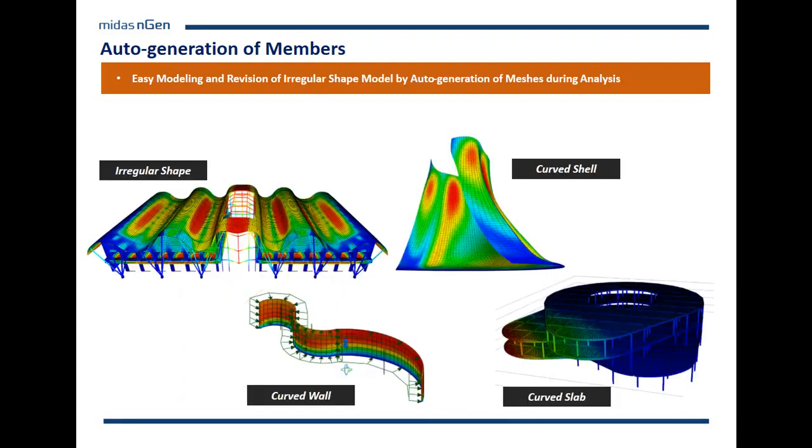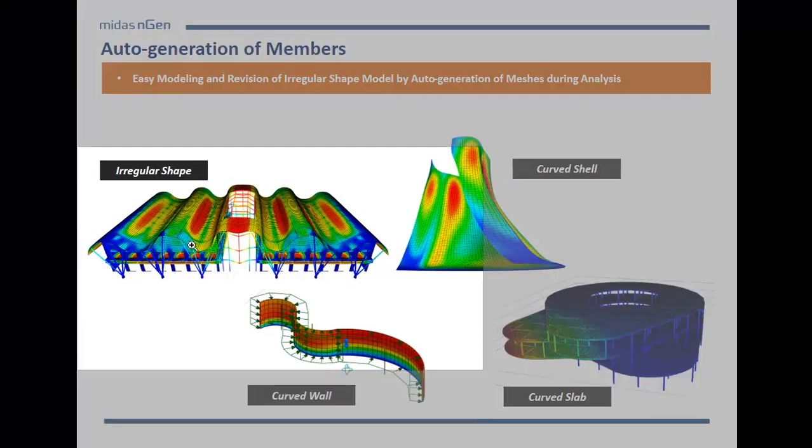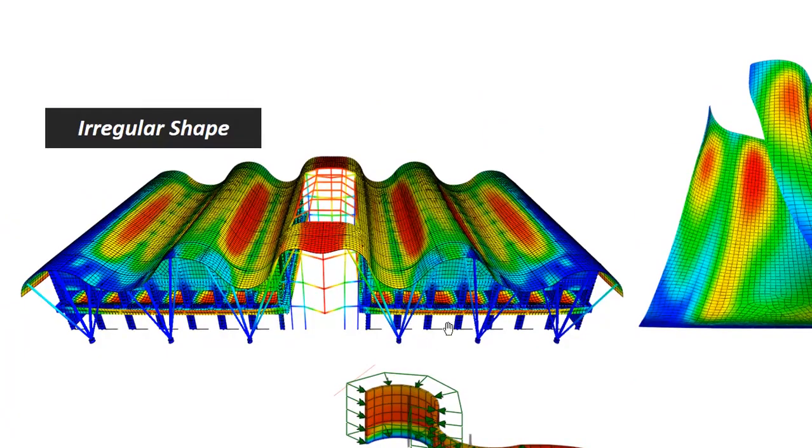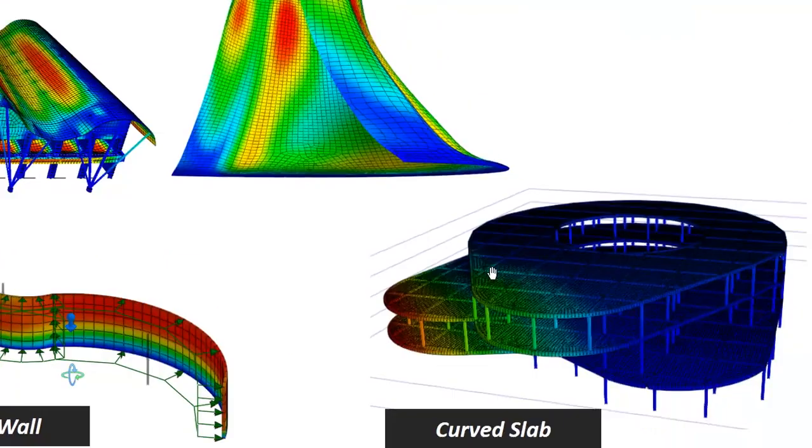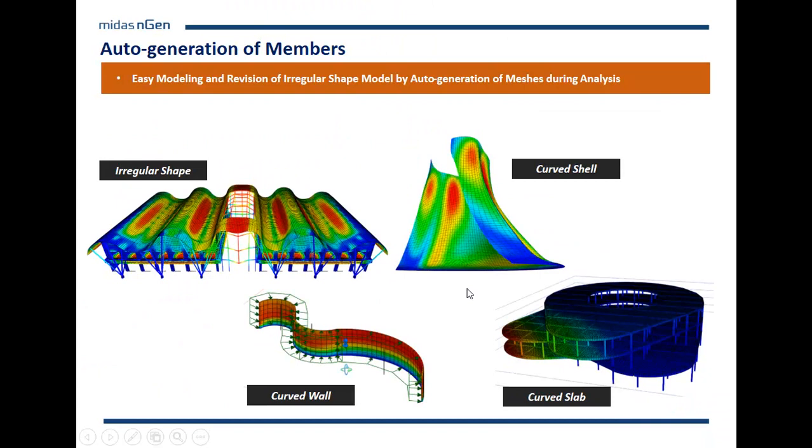And as I have mentioned, MIDAS nGen can be used very quickly for irregular shaped members. We can use the software for curved slabs or curved walls, and even curved shells can be modeled quite easily. So here you can see how the software provides an interface for the curved members, and a much more convenient thing about the software is that not only the generation of the members, but the editing of members is also very convenient. So we'll see this in the actual demonstration.